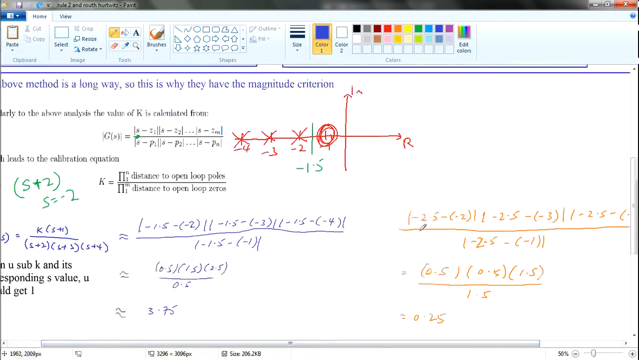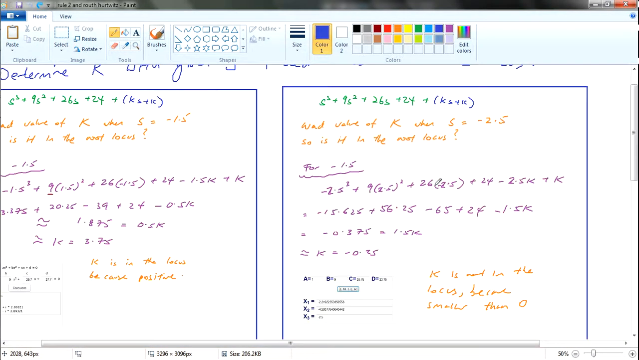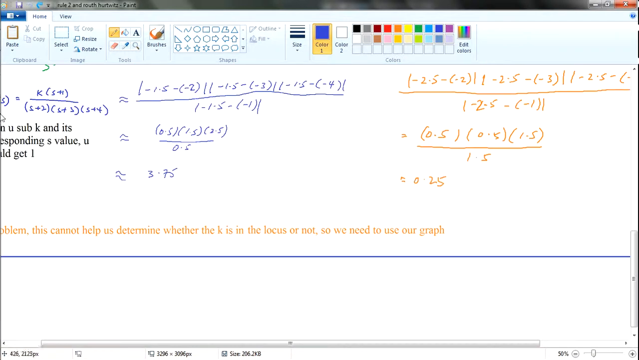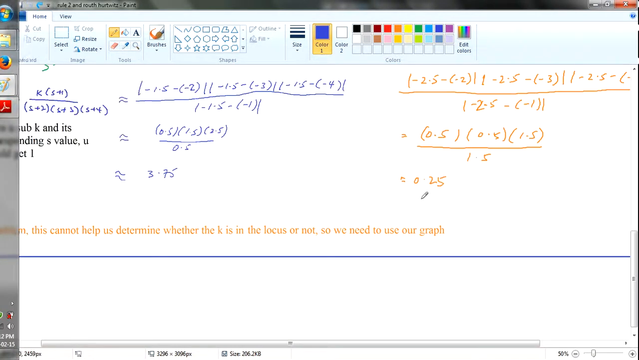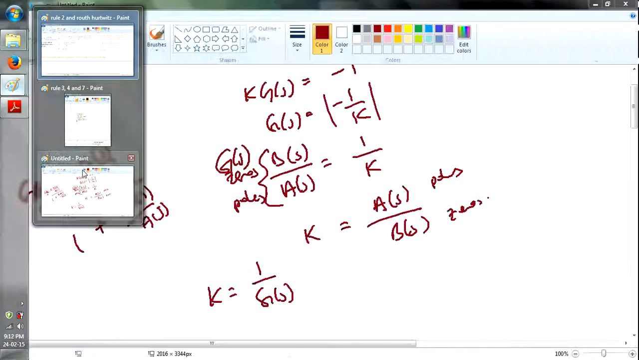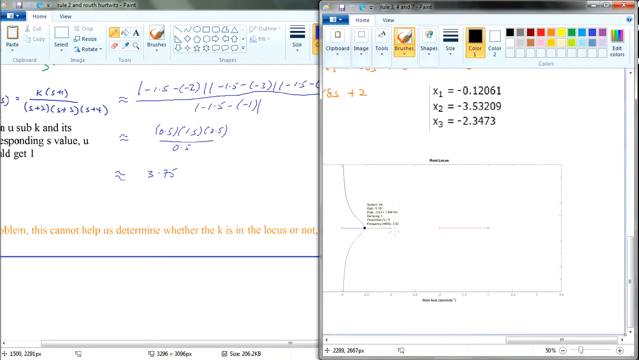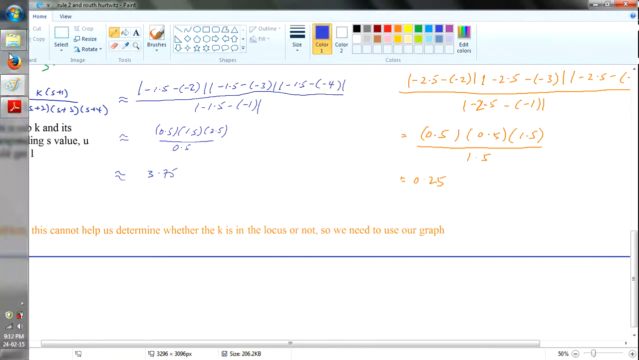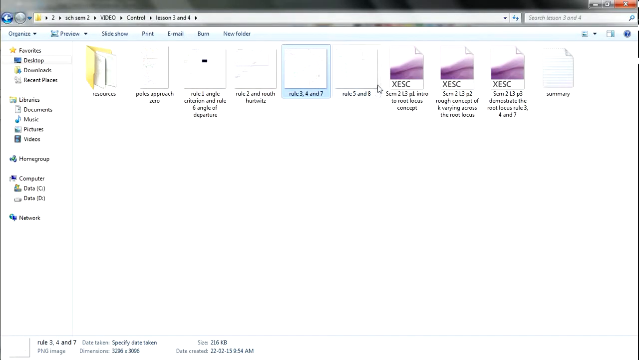Because the reason why we want to know negative or not is because we want to see whether it is in the root locus or not. Since you draw the root locus, you already know that it should not be in the root locus. From here you can actually see. So that's why it all boils back to how strong you are in rule 3, 4 and 7, and also rule 5 and 8.